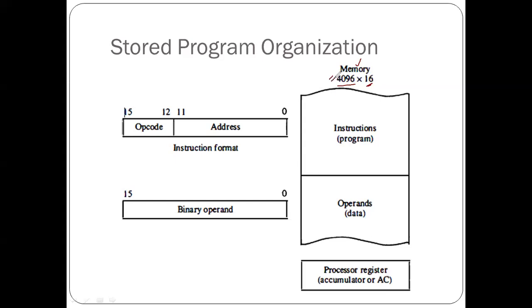So I can say the number of address lines required for addressing that memory depends completely on the number of locations. If I say capital N is the number of locations, then the number of address lines required to address this many locations is how many? Can anybody tell me? 11. 11 address lines.